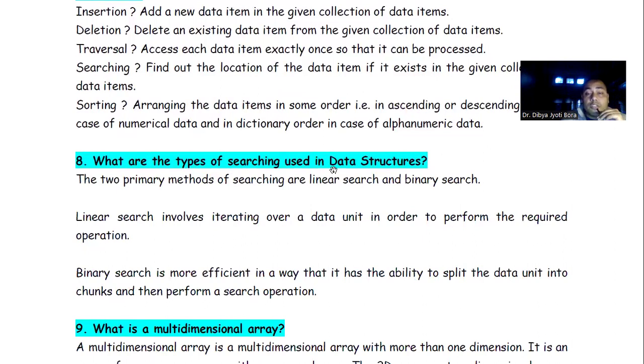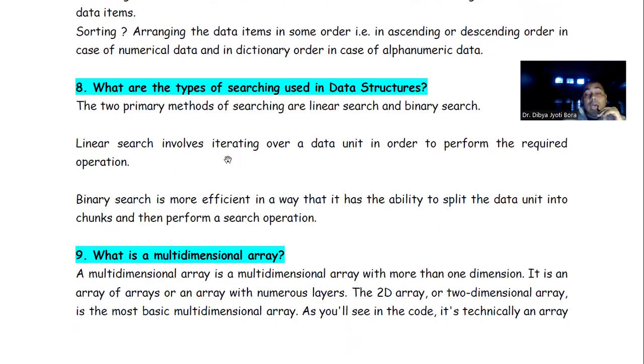Then what are the types of searching you use in data structure? This may be a question. First of all, two main types: linear and binary. Linear search involves iterating over a data unit in order to perform the required operation. While binary search is more efficient, we all know that, because it has the ability to split the data into two chunks and then perform a search operation. That is binary. Divided into two, then the search will be performed in the halves. While linear means what? We are performing the operation one by one like that. Means iteration over a data unit.